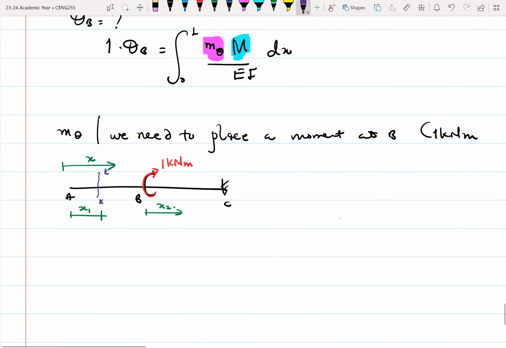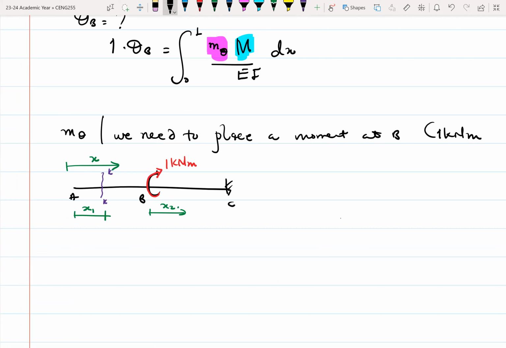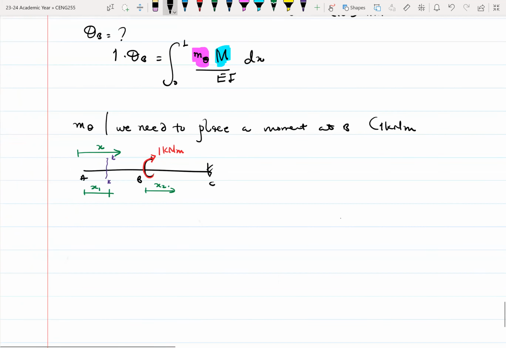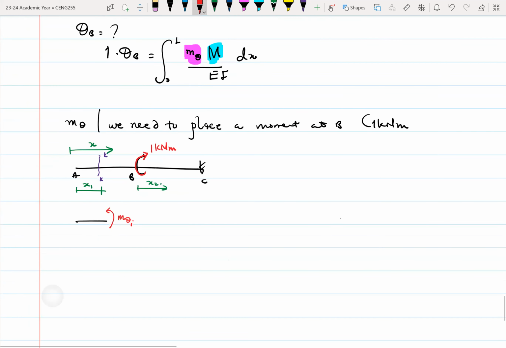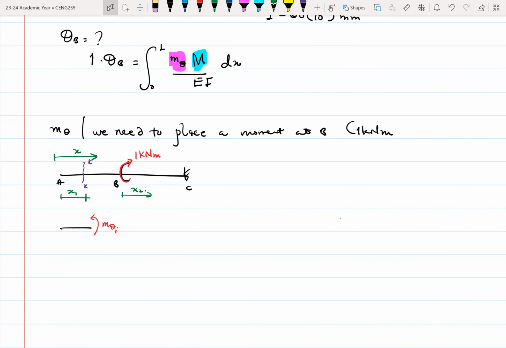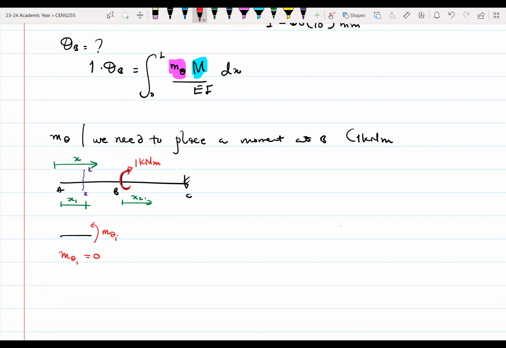So if we take a section through AB, let me draw that small section here. So this is what we have up to KK. And then we want to find this moment, small m theta 1. In this case, if you're summing moments, it means that your m theta 1 is 0 because there's no other loading system on it.